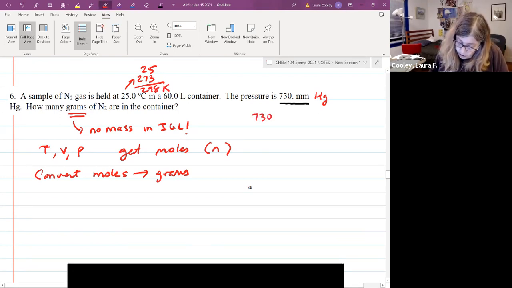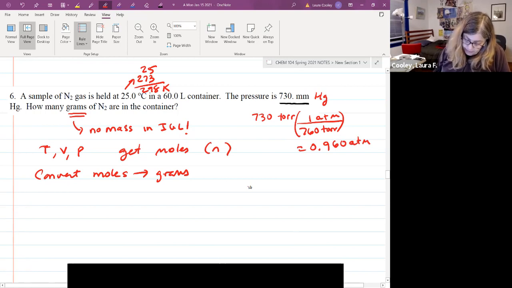710 torr, let's call it torr. It's just easier to write. And we'll just convert that, is 0.960 atmospheres. So we got the temperature. Oh, the volume. The volume is 60 liters. That's the right unit, so we don't have to do anything with that.